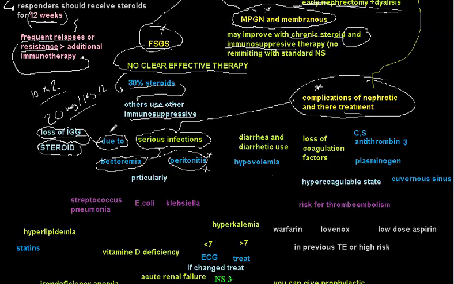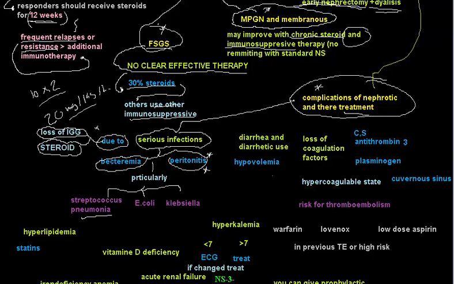If we lose the IgG, then we have serious infections, particularly Streptococcus pneumoniae infection, E. coli and Klebsiella. Some say that pneumococcus also is an important infection.